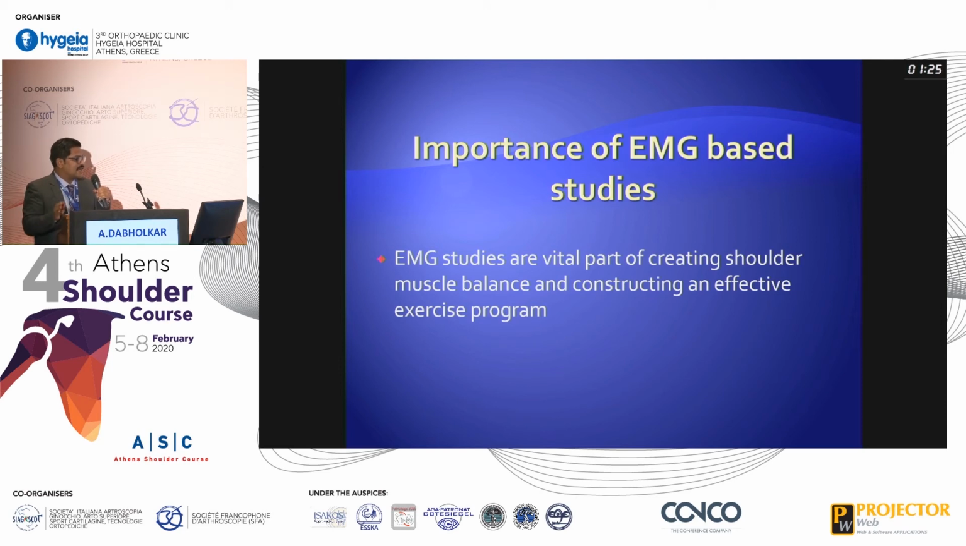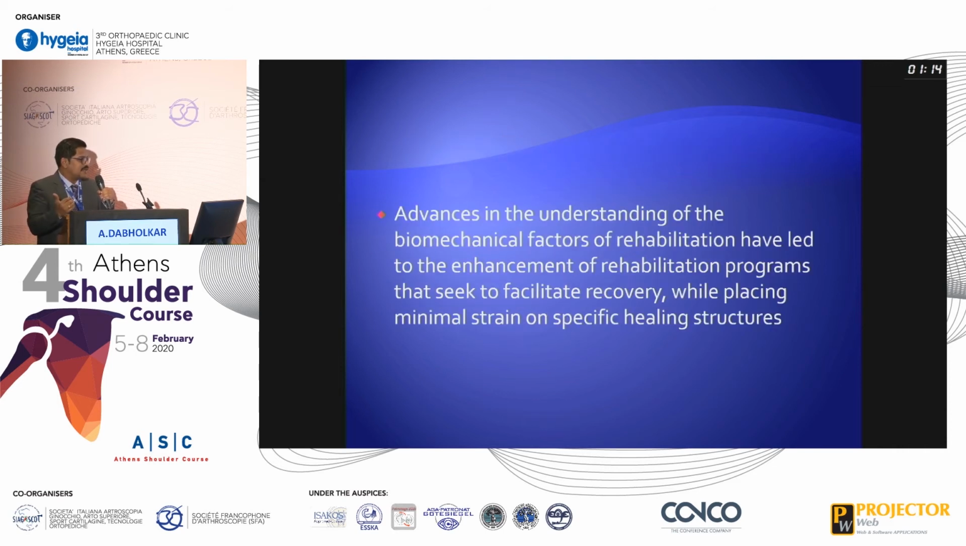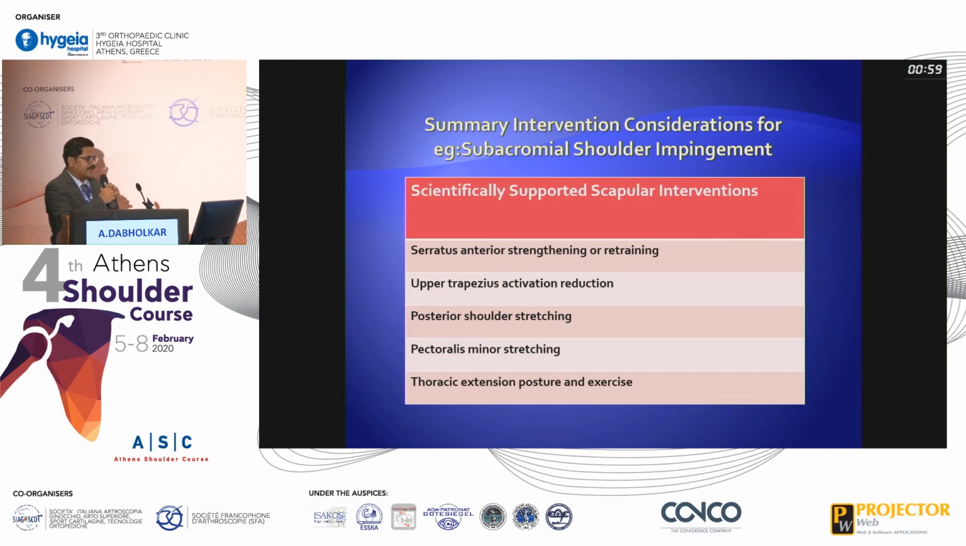There are a lot of EMG-based studies which are a vital part of creating shoulder muscle balance and constructing an effective exercise program. These advances in EMG studies have been found to not only lead to enhancement of the rehab programs but also seek facilitation in the recovery while placing minimal strain on the healing structures. So what is a summary of the intervention considerations for subacromial impingement syndrome? Serratus anterior activation, upper trapezius activation reduction, posterior soft tissue stretching, pectoralis minor stretching, thoracic extension, posture or exercise.